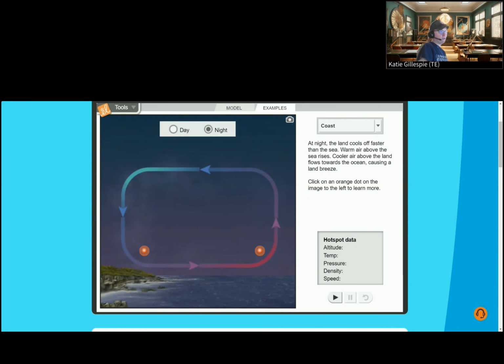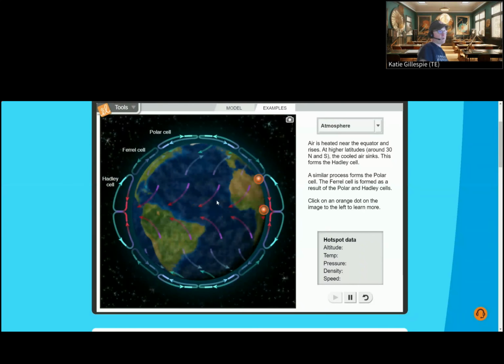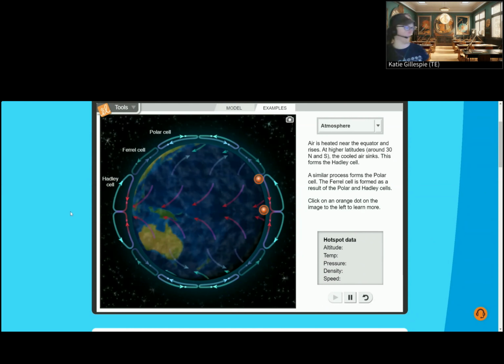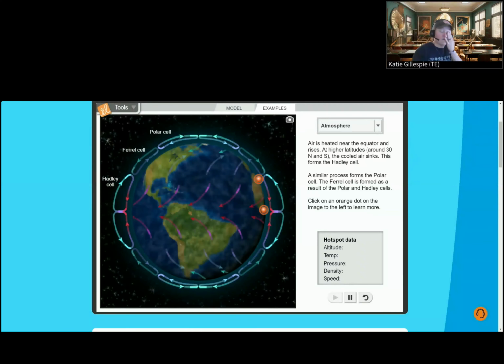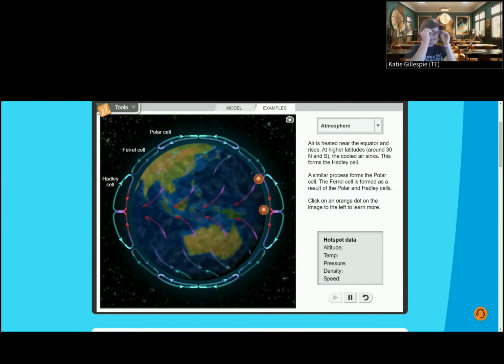Moving on to atmosphere, what we're really studying. Observe, select atmosphere, large scale convection cells. Okay. So we're going to click play. And we see that we have warmer air around the equator. That makes sense, right? The equator's hot. So that warmer air around the equator rises. Again, convection. And why does it fall? Well, it falls as it moves away from the equator.